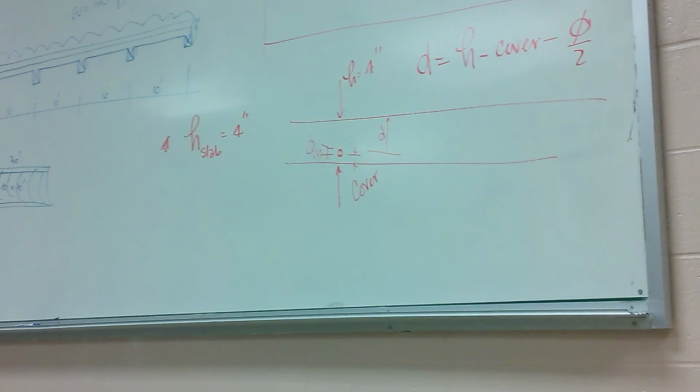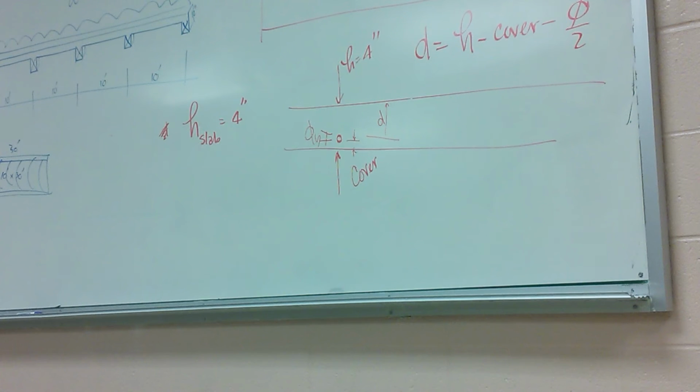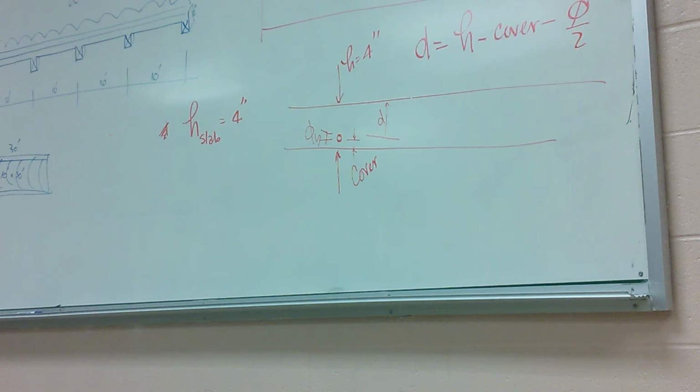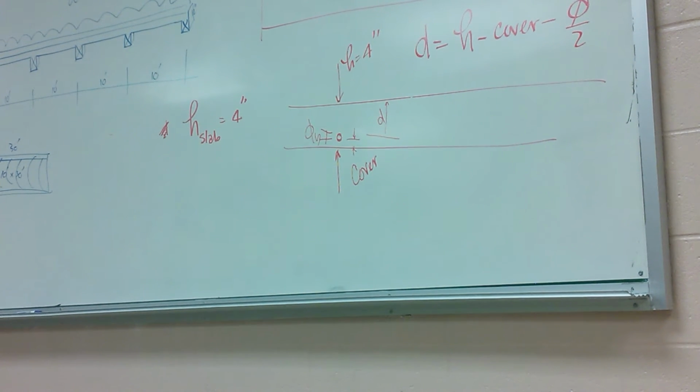So if you decide to use number 4 bar, what's the diameter of number 4 bar? Good, half an inch. So half an inch divided by 2 is a quarter inch. Your cover for slab is about 3/4 of an inch. So 4 minus 0.25 minus 3/4 is 3 inches. So your effective depth equals 3. You know your b equals 12. It acts like a beam, your b d squared.